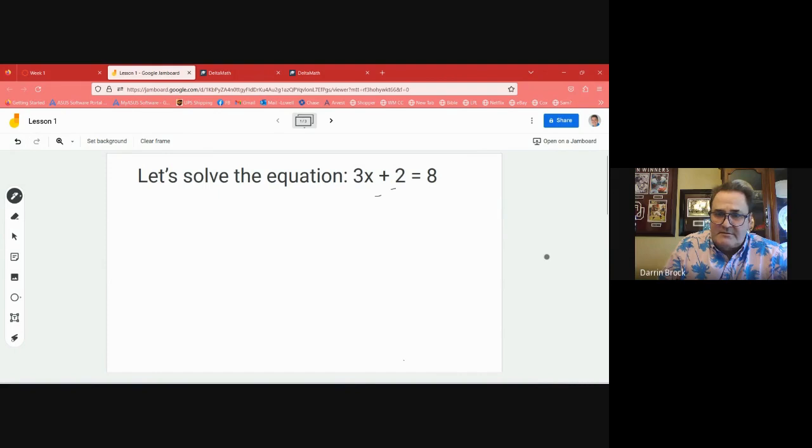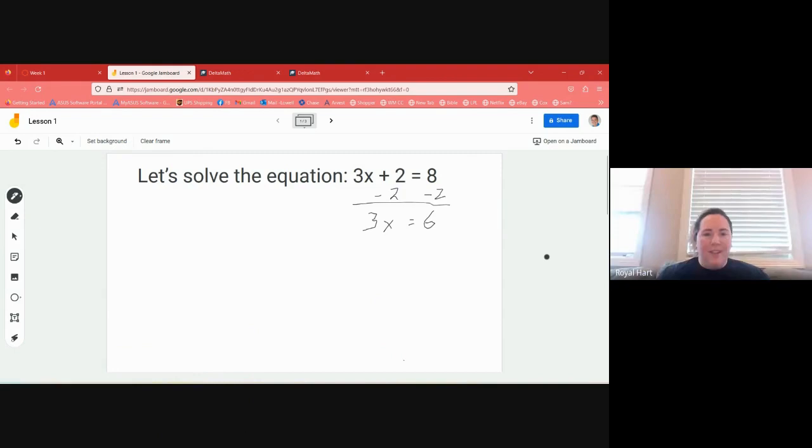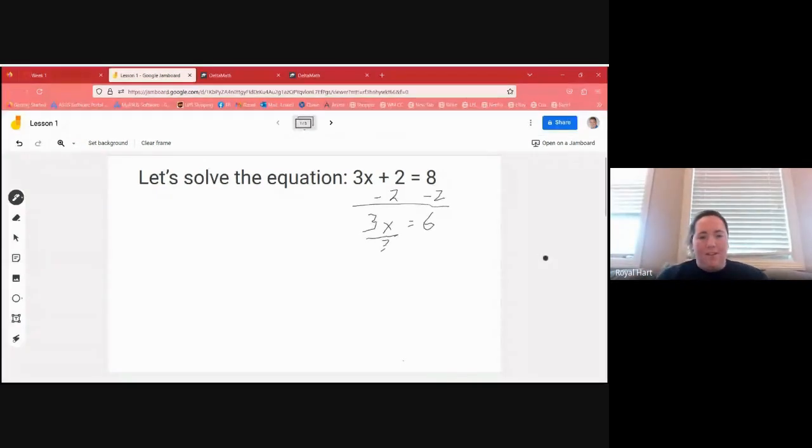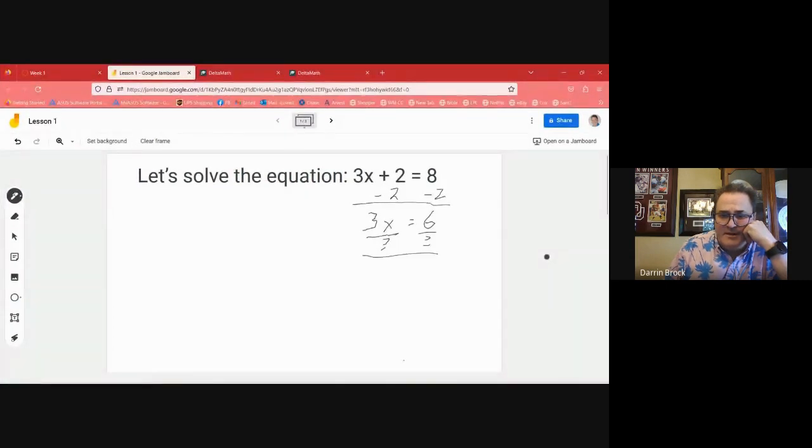All right, we're going to subtract 2 minus 2. So that gives us 3x equals 6. All right, Royal, what is the next step? The next step is you would divide both sides by 3, so we would just have an x equals equation. Okay. So if we divide both sides by 3, 3 divided by 3 is 1, so it's just 1x. 6 divided by 3 is 2. Okay, we got our solution, x equals 2.